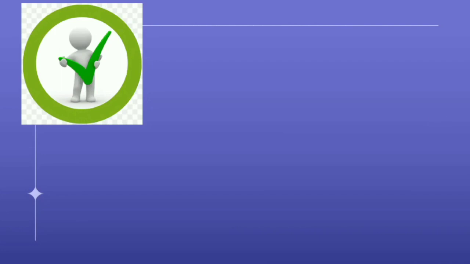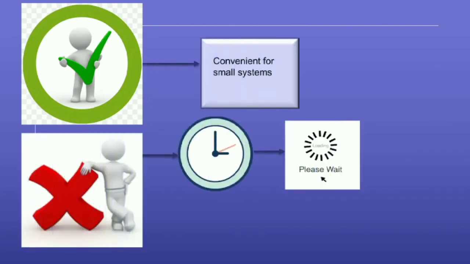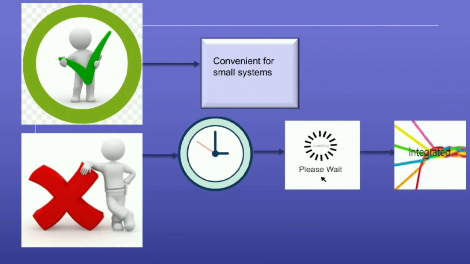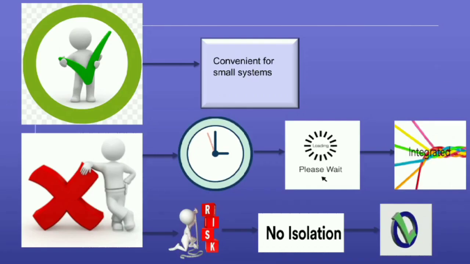Advantages: convenient for small systems. Disadvantages: there will be quite a lot of delay because you would have to wait for all the modules to be integrated. High risk critical modules are not isolated and tested on priority since all modules are tested at once.